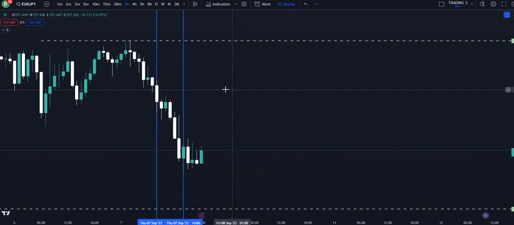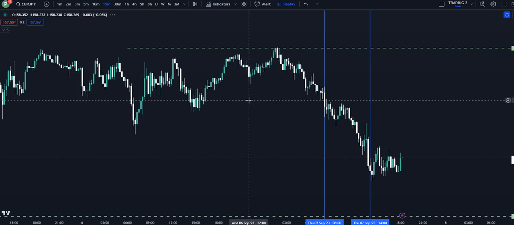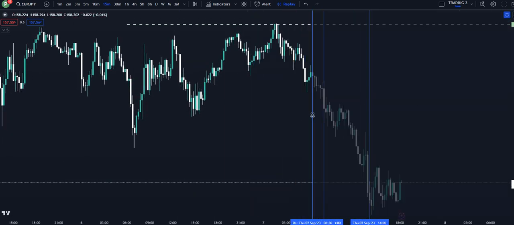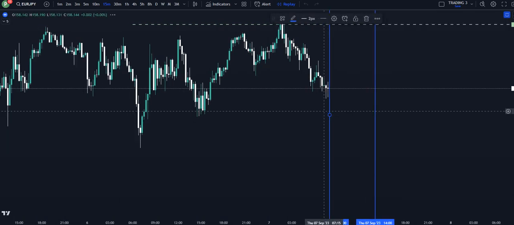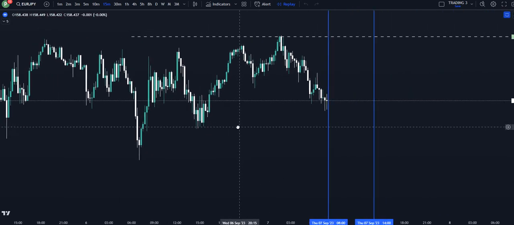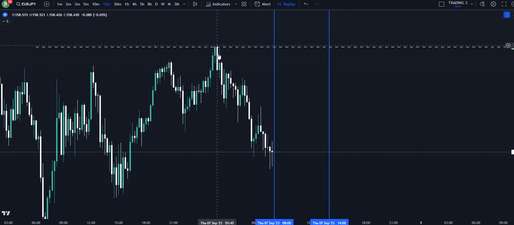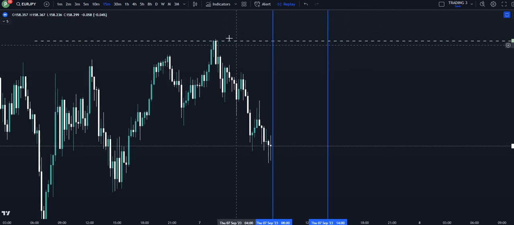Now let's go in the 15-minute time frame and see what we have. Again, I'm going to do this group play function to this side to see what we have. Now nearly 2 o'clock, we have the high in this particular case. So this will be the high of the Asian session.